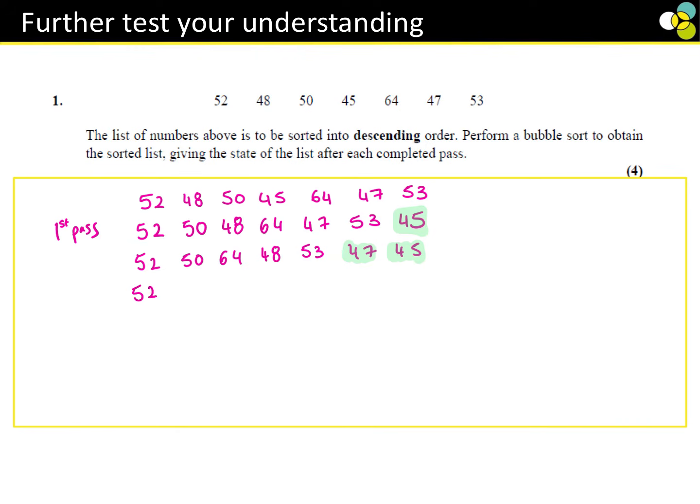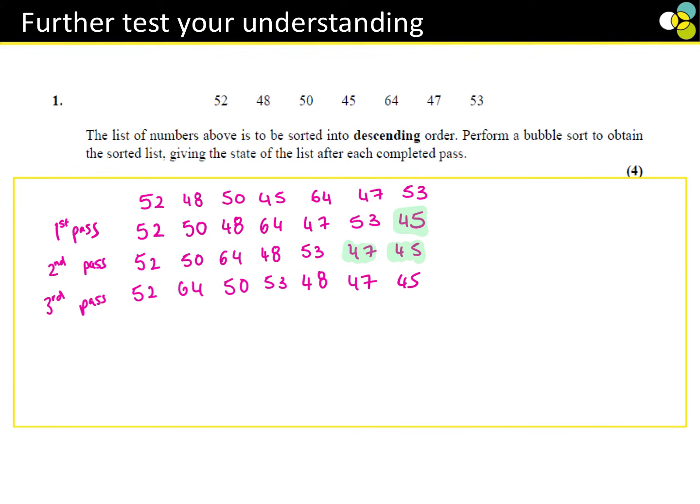52 and 50 can stay the same. 50 and 64, they can change. Oh, getting ahead of myself. 50 and 48 can stay the same. 48 and 53, that can change. 48, 47, 45. So this is the second pass. Third pass.